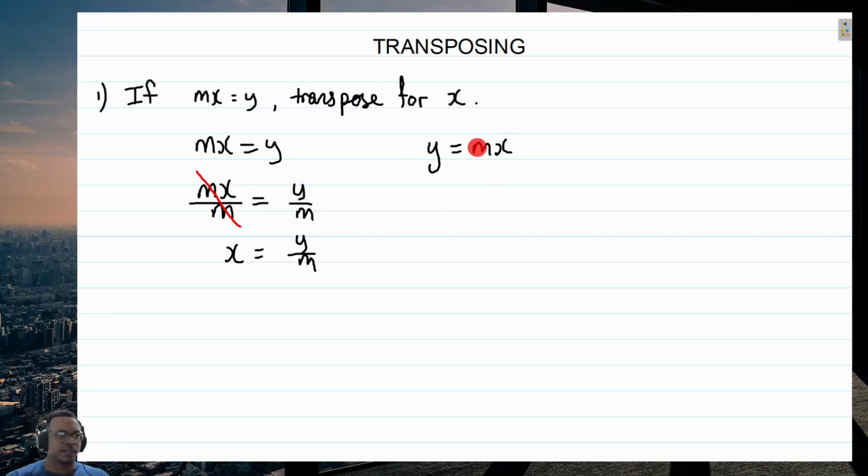So again, to get x by itself, I'll have to get rid of this m, and the way to do that here is to divide this right-hand side by m, and whatever I do to one side, I'll have to do to the other side, so I'll be dividing this y by m. So again, the m's will cancel out, and what I'll remain with is y over m is equal to x. And that's your answer here. You have transposed for x.